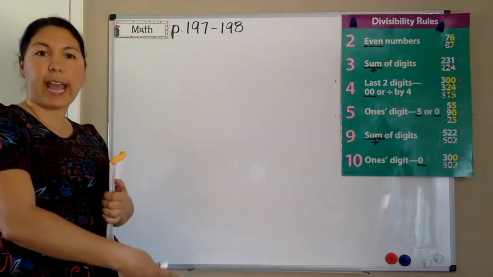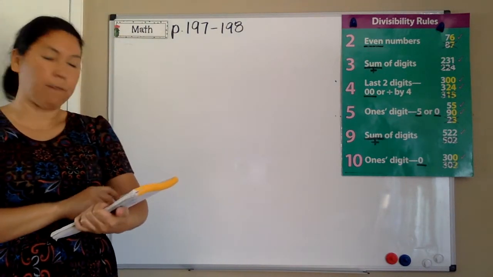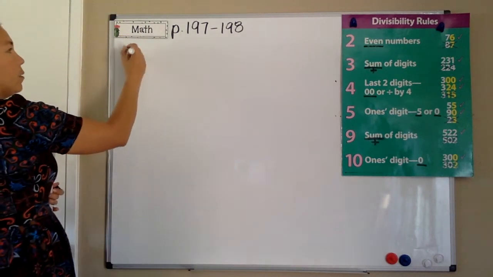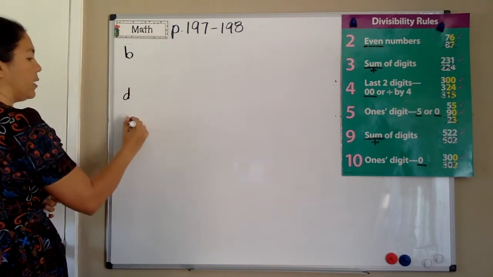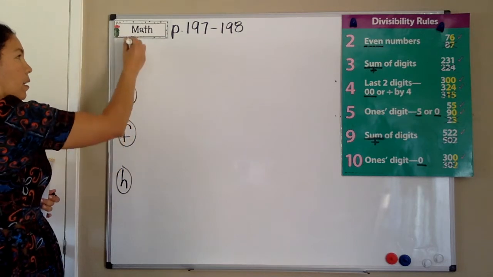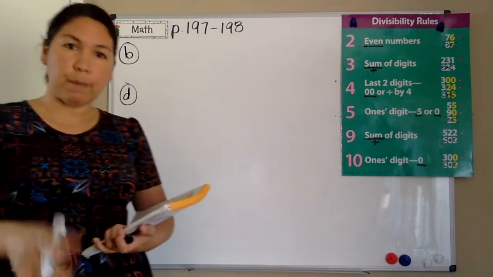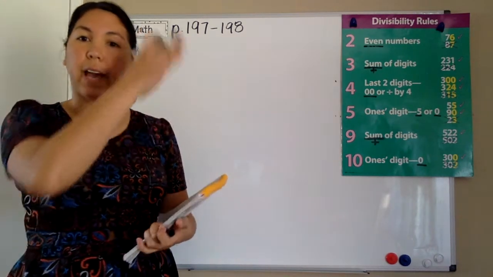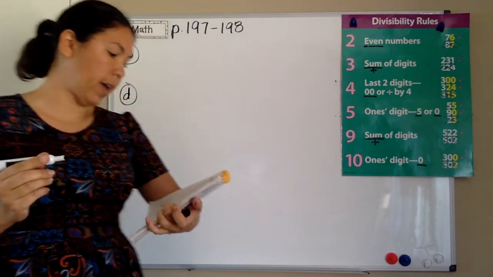Okay, so now we're going to do the next row. So it's B, D, F, and H. All right, so I'm going to get these down, B, D, F, and H. And instead of writing all the words, I'm just going to write the fraction, and we're going to look at what numbers can go into it, okay?